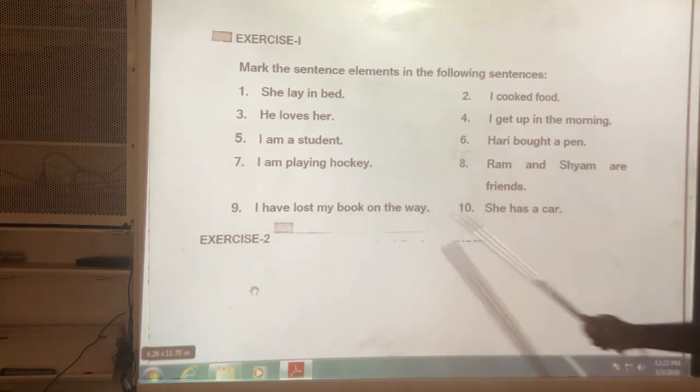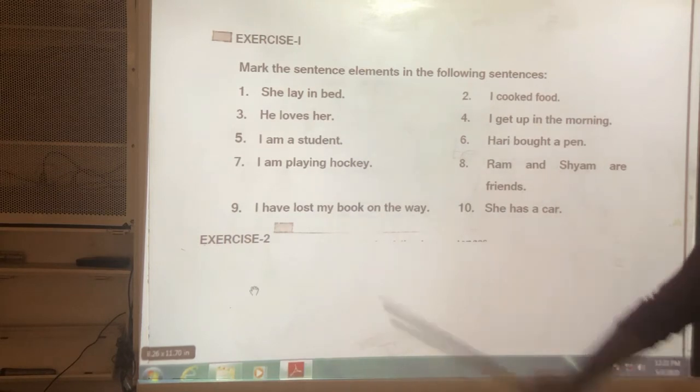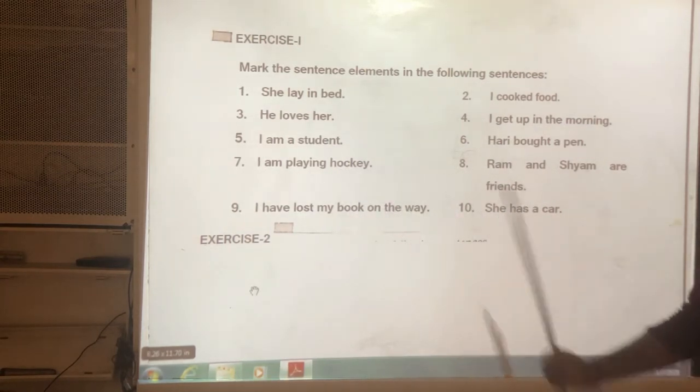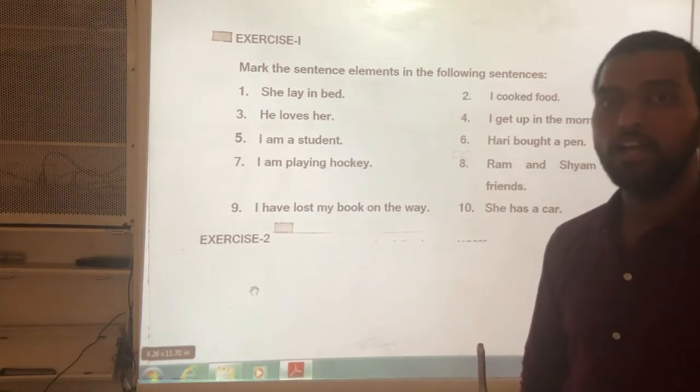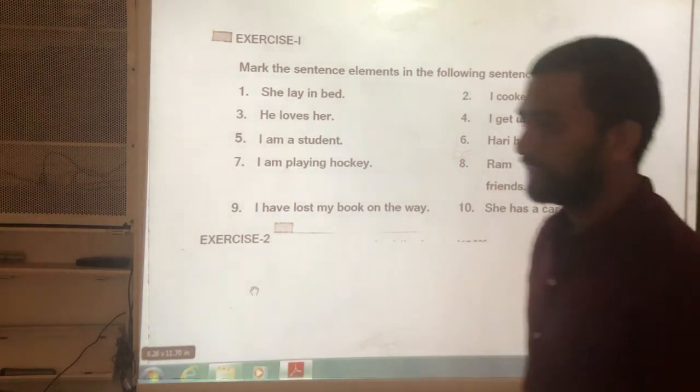In the same way, try to identify the remaining sentences. Write down the sentences and identify the parts of the sentence, either subject, verb, object, adverbial or complement. Okay, write down these sentences now.